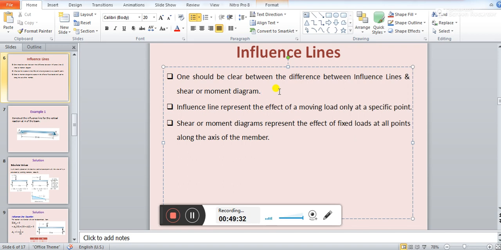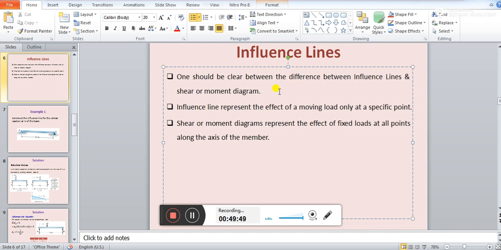Shear or moment diagrams, on the other hand, what is it representing? It is representing the effect of fixed loads at all points along the axis of the member, and this is the difference.